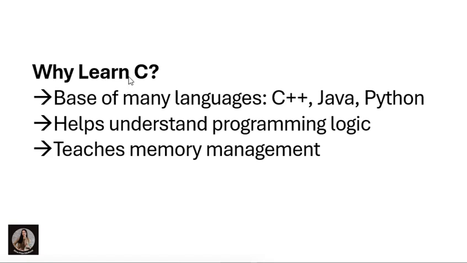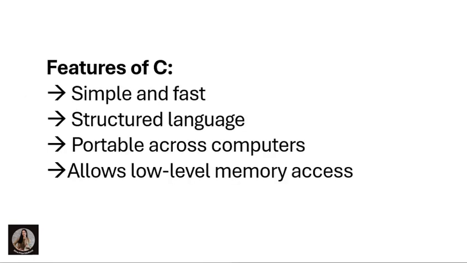Let us see. C is the base language for C++, Java and Python, as I told you. That's why we have to learn C. It is very important and it helps to understand programming logic. By learning C, we can easily understand the programming logic. It teaches memory management, how exactly we can manage the memory. We can learn that in C. Very clear? And the next topic is features of C.